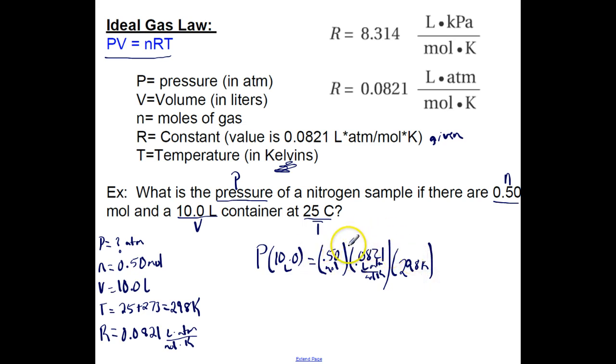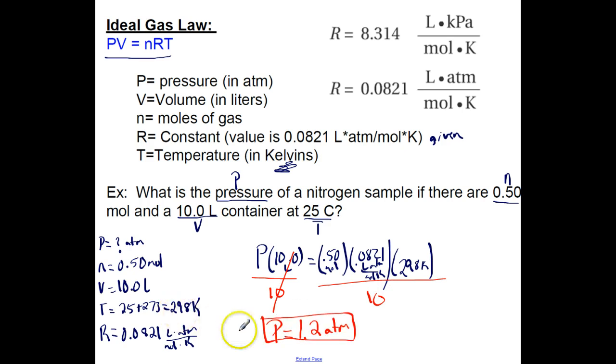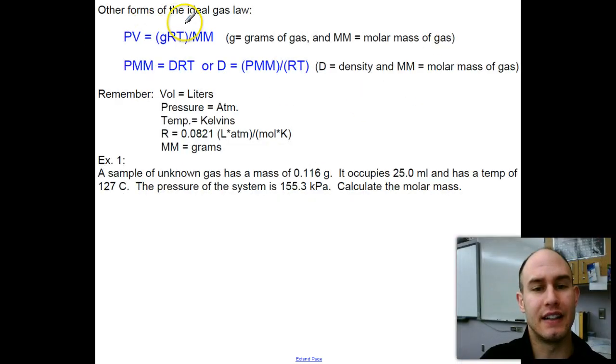So I'm just going to solve this side, divide over by 10. So I'm going to divide each side by 10 to get P by itself. And my pressure ends up being 1.2 atmospheres after I solve this problem. So again, make sure you get down this ideal gas law and these variables on your equation card, and know that the constant R, the one that we're going to stick with here, is the 0.0821 liter atmosphere per mole Kelvin.